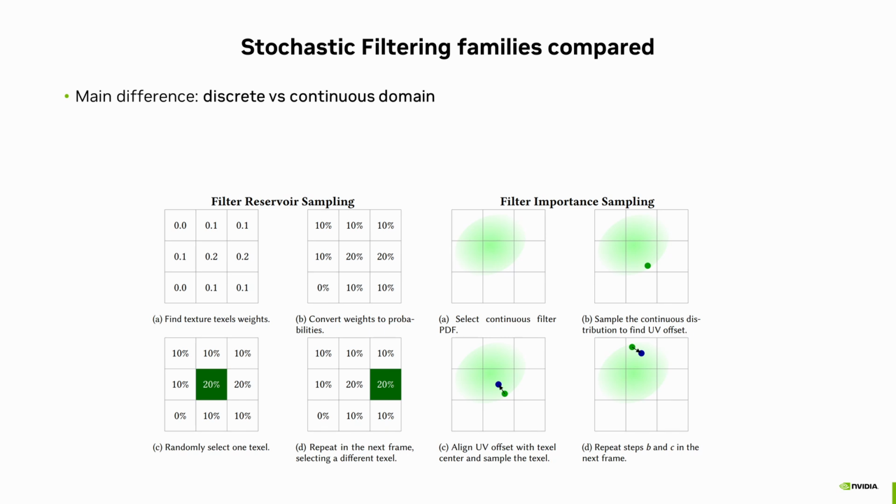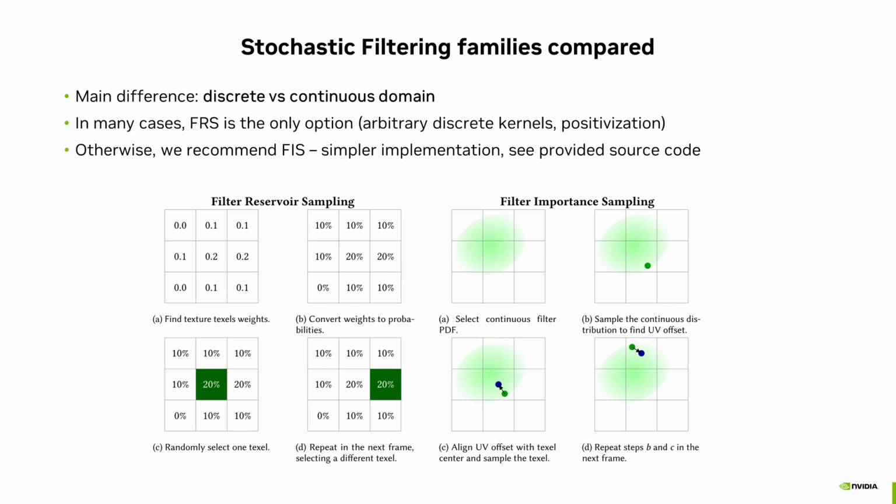To sum up, comparing those two families of methods, the main difference between them is the domain: discrete, operating on individual filter weights for different samples, versus a continuous PDF of the texture filter and doing UV jittering in this continuous domain, followed by the nearest neighbor sampling. Both methods have their use cases and pros and cons. For many cases, the discrete domain is the only option.